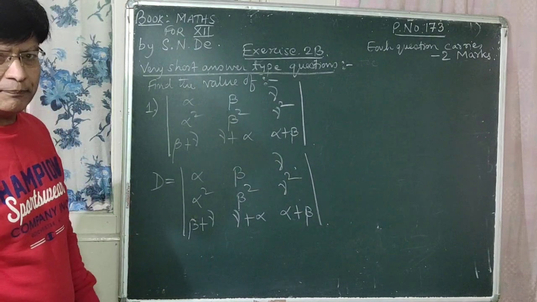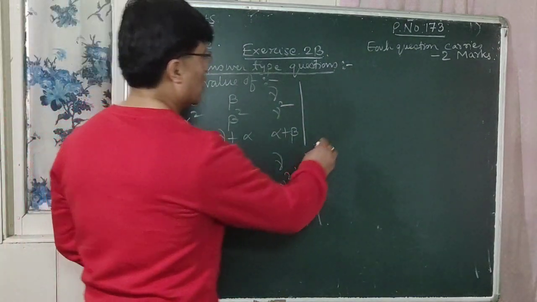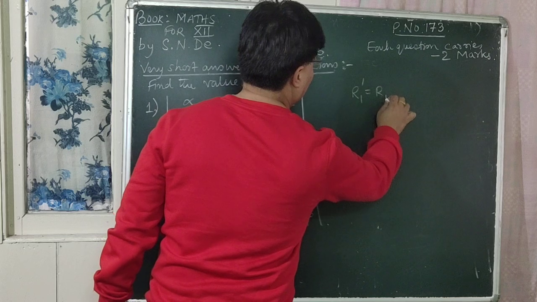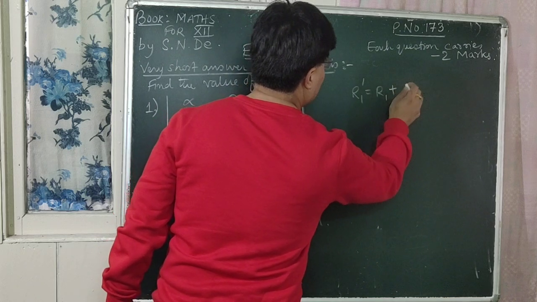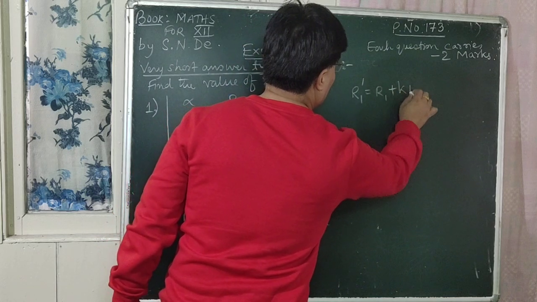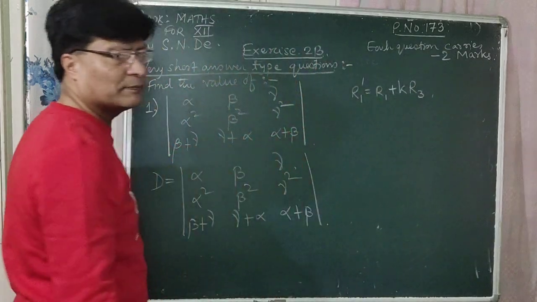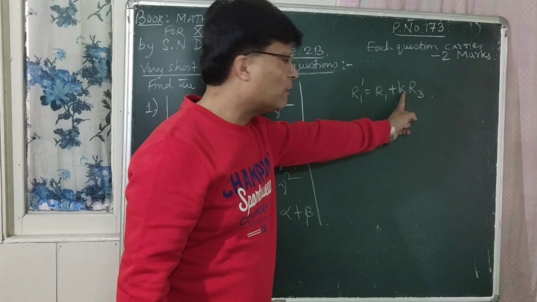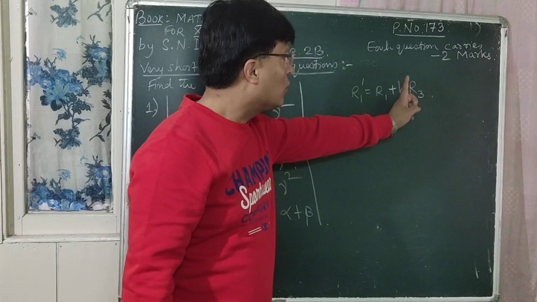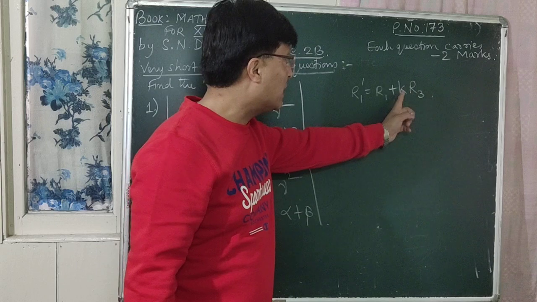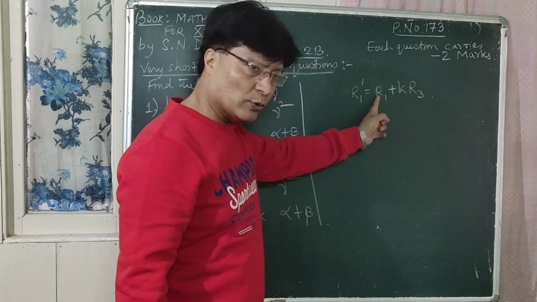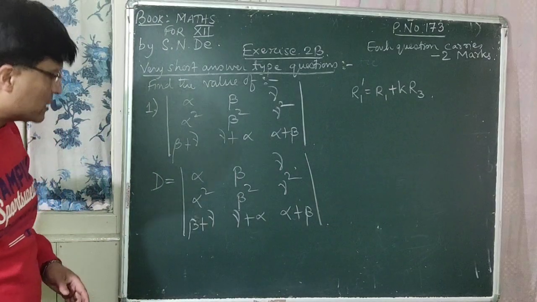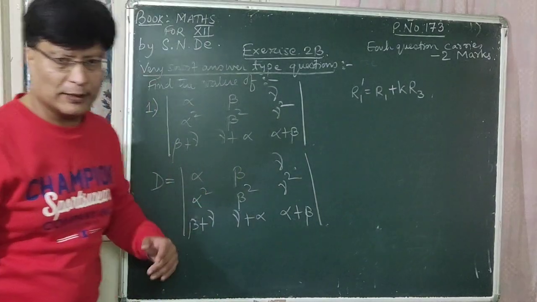So let us write down the question again. Alpha, beta, gamma; alpha square, beta square, gamma square; and beta plus gamma, gamma plus alpha, alpha plus beta, right? So now which property is used here? Fifth property and third property, they are very important. They are very important properties, right?